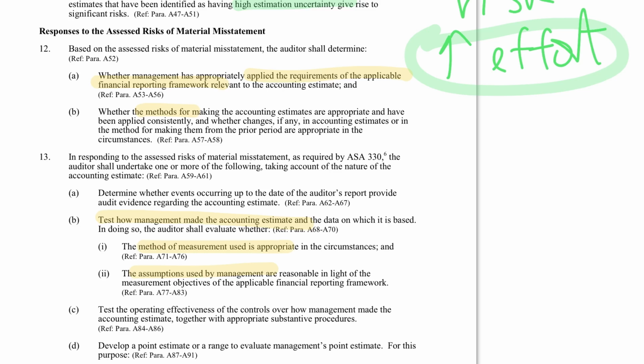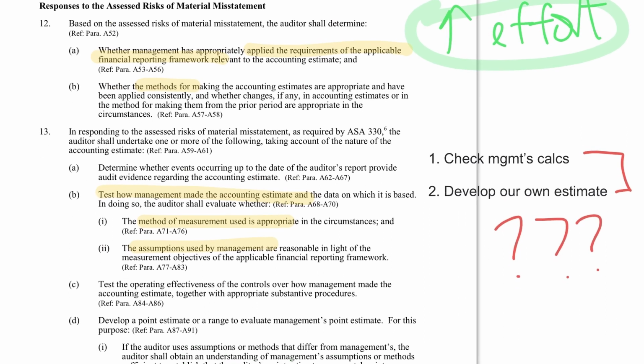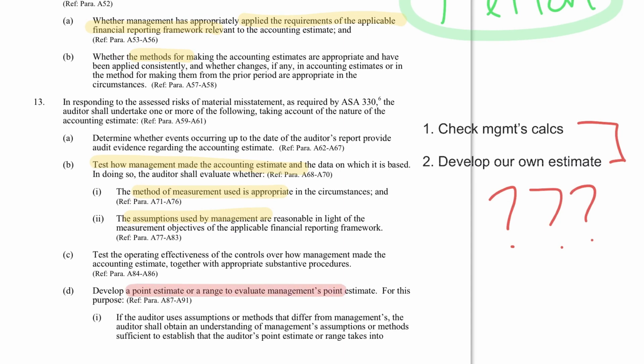The first thing that we're always going to do is check management's calculations when it comes to management and their estimates. So we're going to go through and use their exact model and check management's calculations. The second thing we're going to do is develop our own estimate. So that might mean using a slightly different model if we think a different model is appropriate, using different assumptions, and then comparing these two to see, well, do they say the same thing? And then compare that. So that's what it says down here. We need to develop an estimate or a range of estimates to compare to what management have prepared.